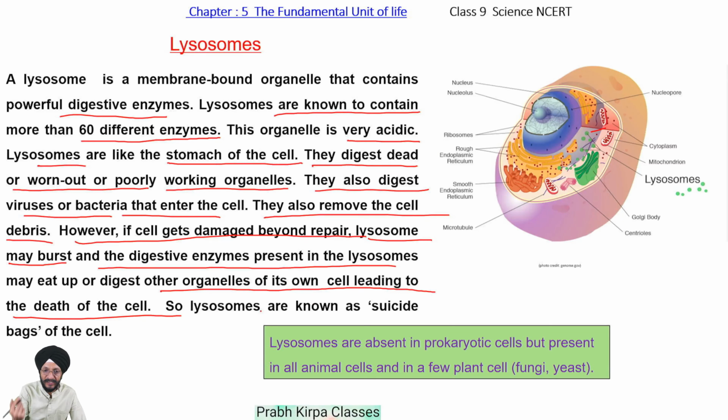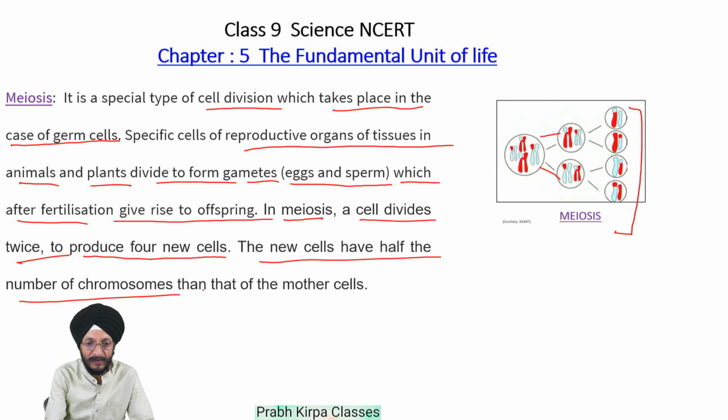In meiosis, a cell divides twice. Here you can see it has divided into two. Then it again divides to produce 4 cells. In meiosis, a cell divides twice to produce 4 new cells. The new cells have half the number of chromosomes than that of the mother cells.